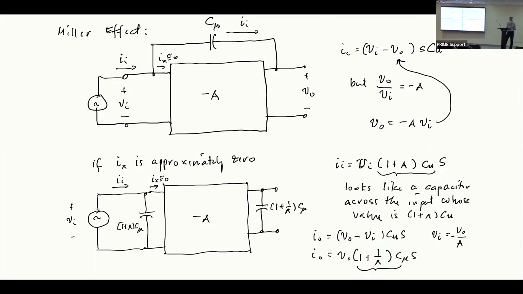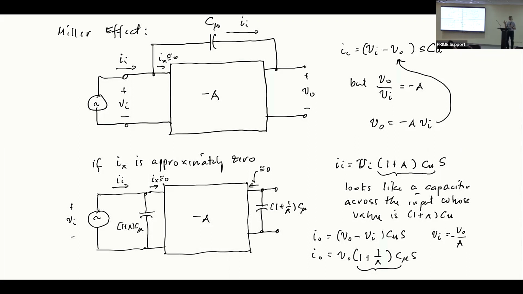Again, that relies on this being approximately equal to 0. That condition is usually the case at the input, but not usually the case at the output. So of course, this will introduce certain errors. But it can be used to approximate the effect of the capacitor.